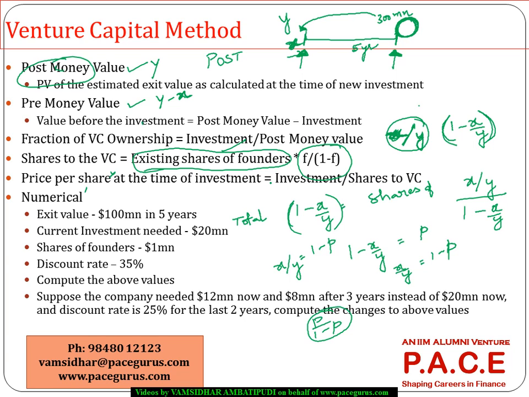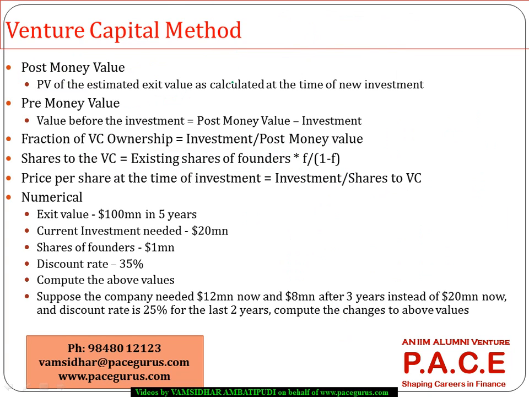So that is what I am using to find the shares that a venture capitalist would be getting as part of this investment. Based on that, if he finds out how much amount he is investing and divides it by the number of shares, you can arrive at the price per share. That is what we call the venture capital method of finding out the value. But here there are two methods to consider.